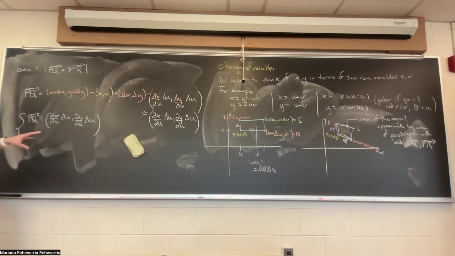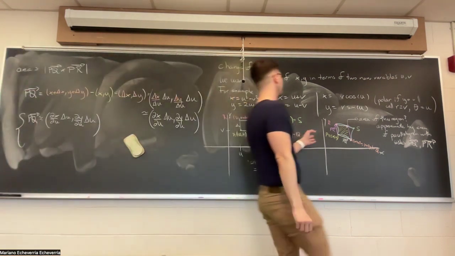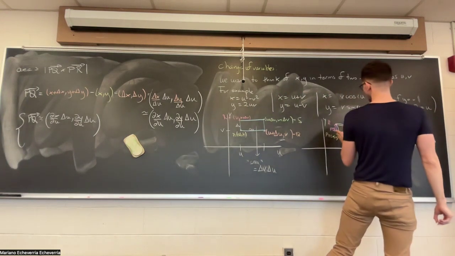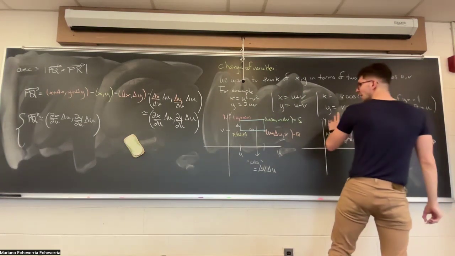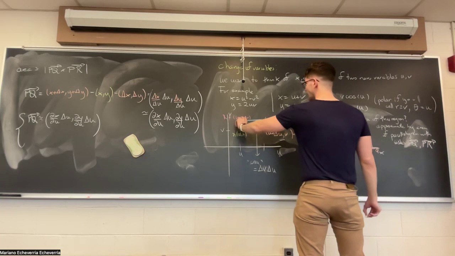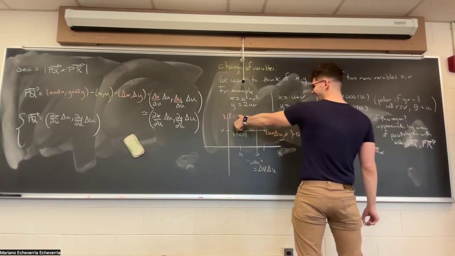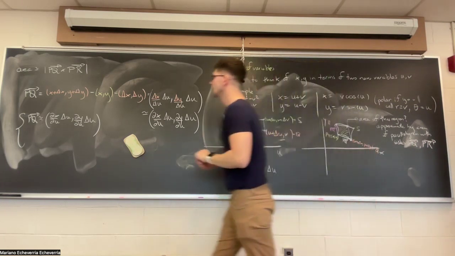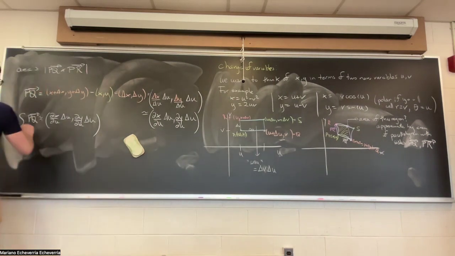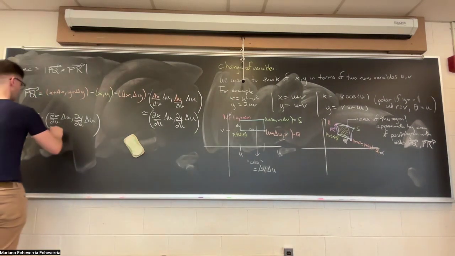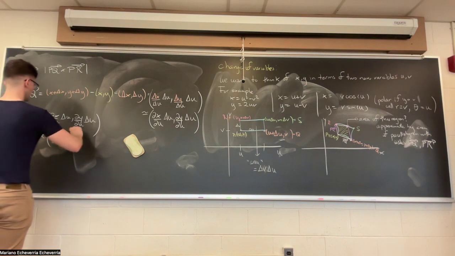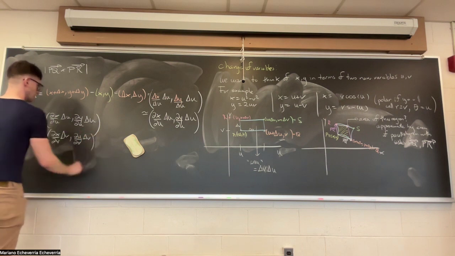There's a similar idea for the vector PR. For PR, that came from changing delta V. So there's a similar argument that PR would be roughly the vector equal to the derivative of x with respect to V times delta V, the derivative of y with respect to V times delta V.